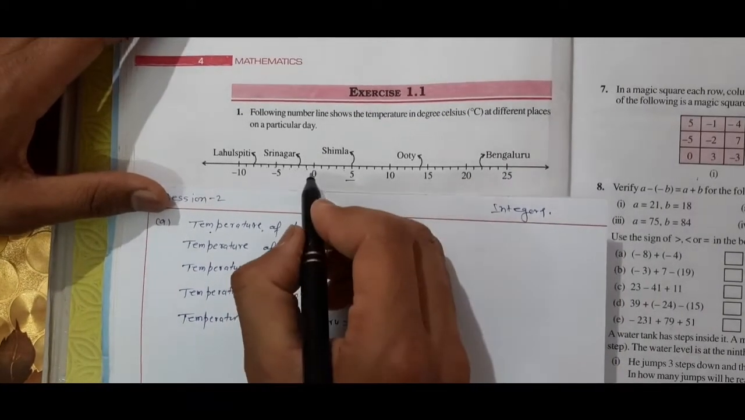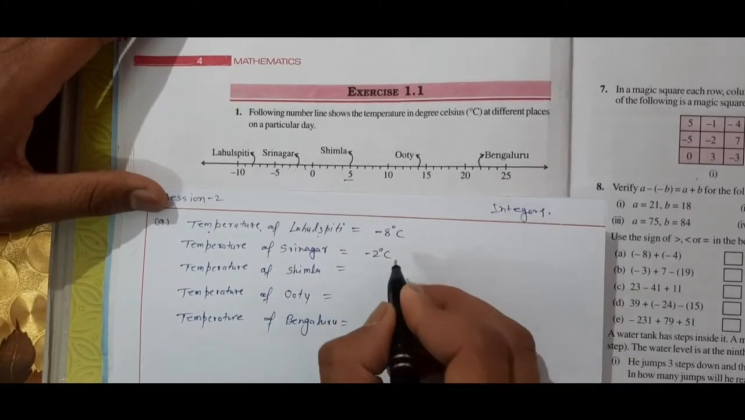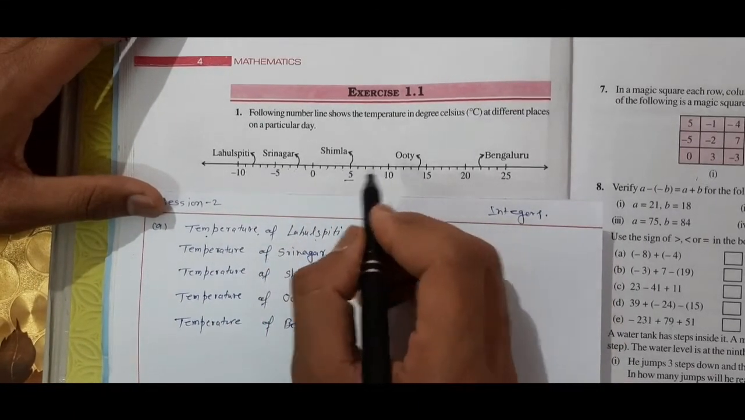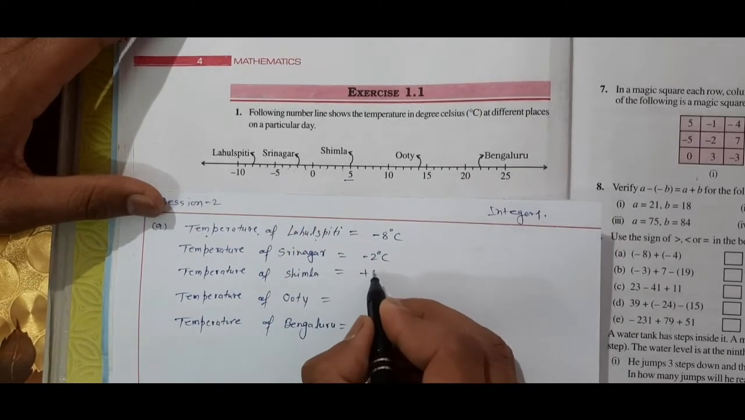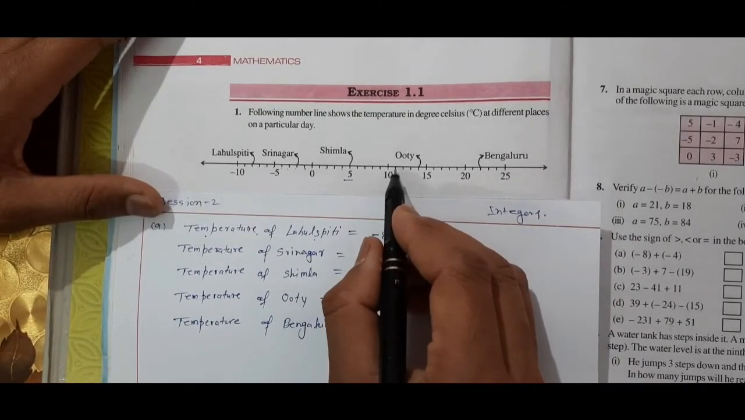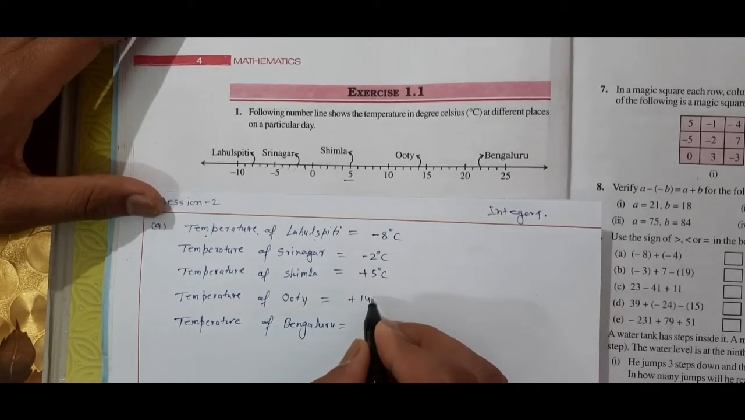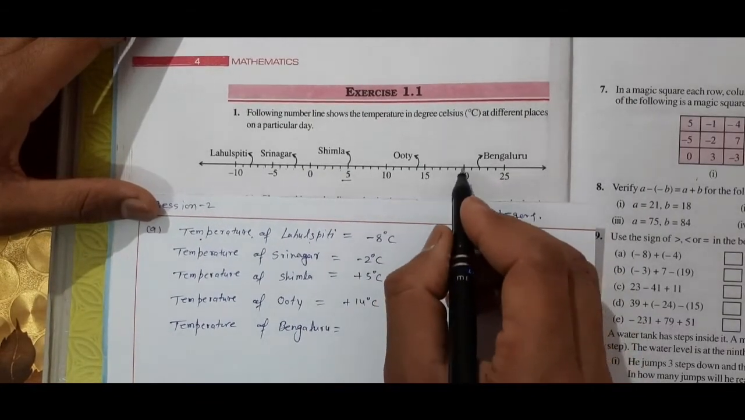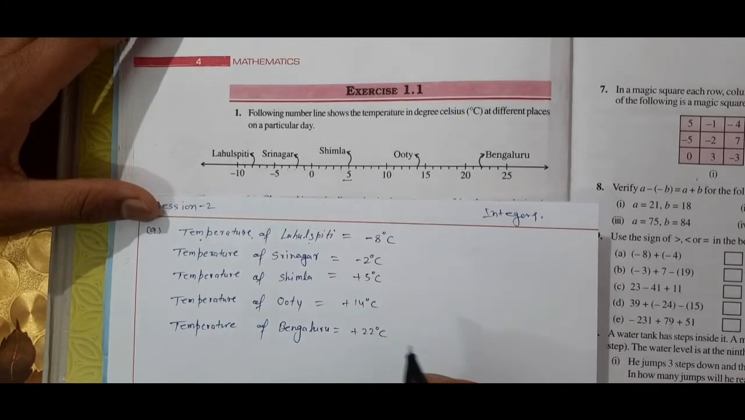Temperature of Srinagar is 0, minus 1, minus 2. Then minus 2 degree Celsius. And temperature of Shimla, the right side to 0. Then 1, 2, 3, 4, 5. Then plus 5 degree Celsius. Temperature of Ooty is after 10, 11, 12, 13, 14. Then plus 14 degree Celsius. Now temperature of Bangalore is 20, 21, 22 means plus 22 degree Celsius.